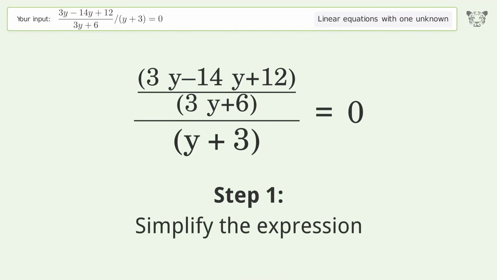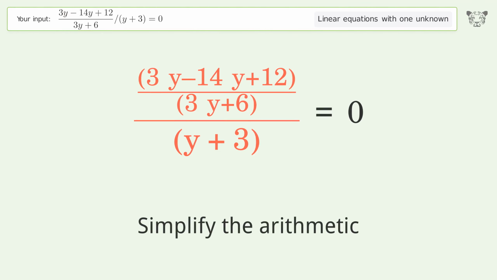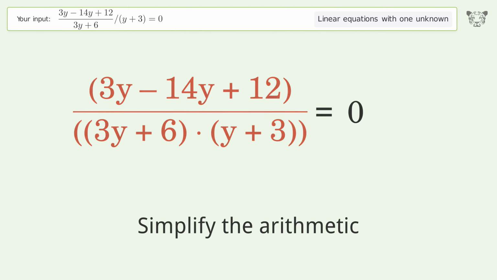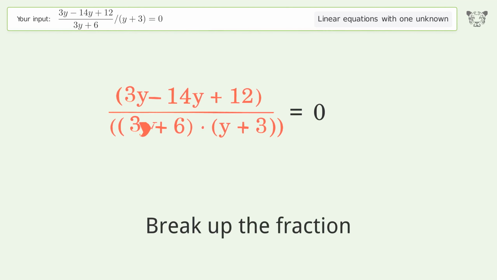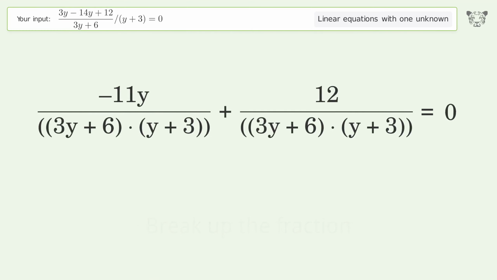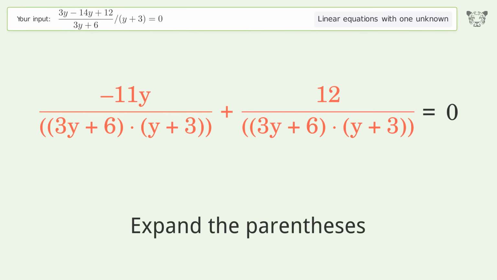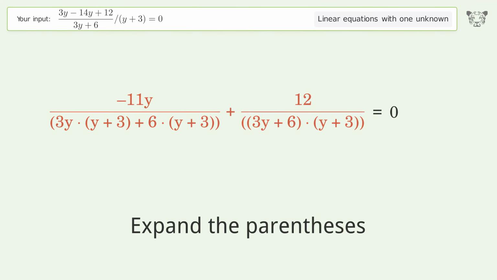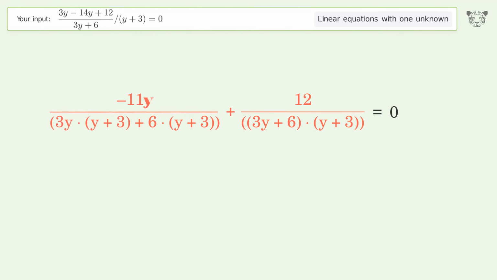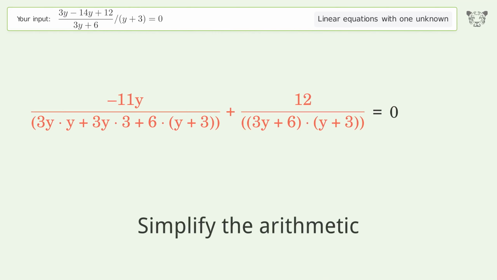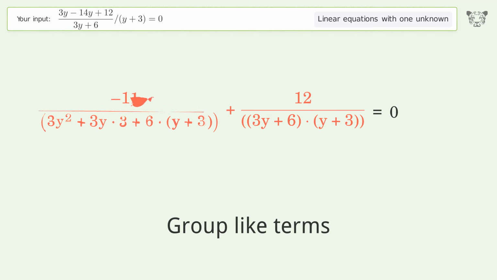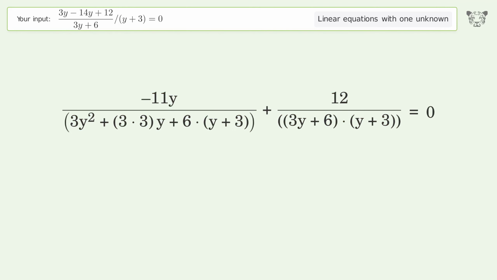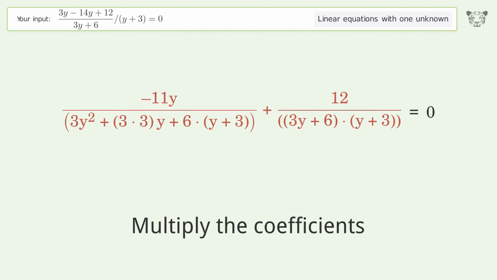Simplify the expression. Simplify the arithmetic. Break up the fraction. Expand the parentheses. Simplify the arithmetic. Group like terms. Multiply the coefficients.